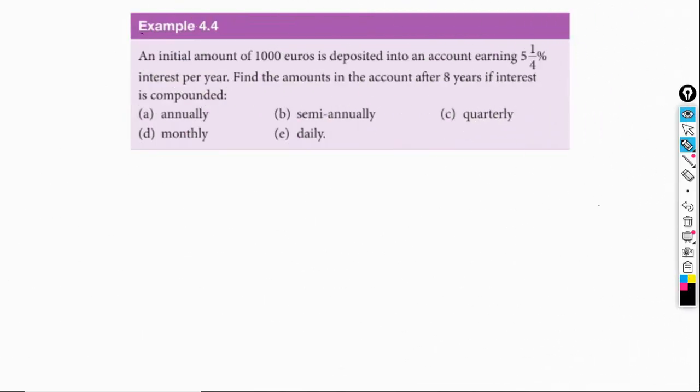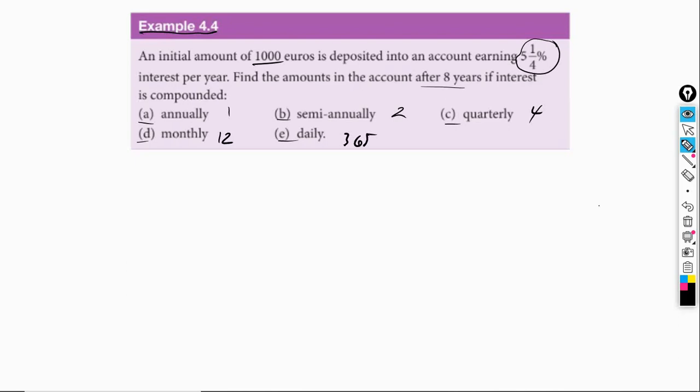So next we have example 4.4. It says an initial amount of 1,000 euros is deposited into an account earning 5.25% interest per year. Find the amount in the account after 8 years if interest is compounded annually, semi-annually, quarterly, monthly, daily. So annually is compounded once a year, semi-annually is twice a year, quarterly is 4 times a year, monthly is 12 times a year, and daily is 365 times a year.